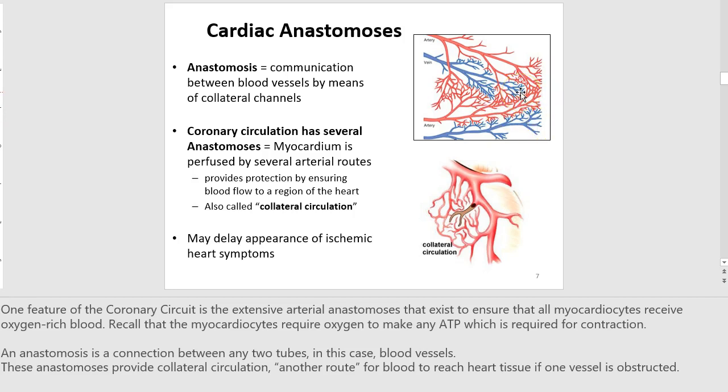So the coronary circulation has several anastomoses. This is particularly important because it provides protection in case there's some sort of an obstruction, which is shown in the picture below. Here we have a vessel that's been obstructed, so oxygenated blood would not reach this part of the tissue unless there were anastomoses or other vessels, collateral circulation it's sometimes called, that also supply that region of the heart.